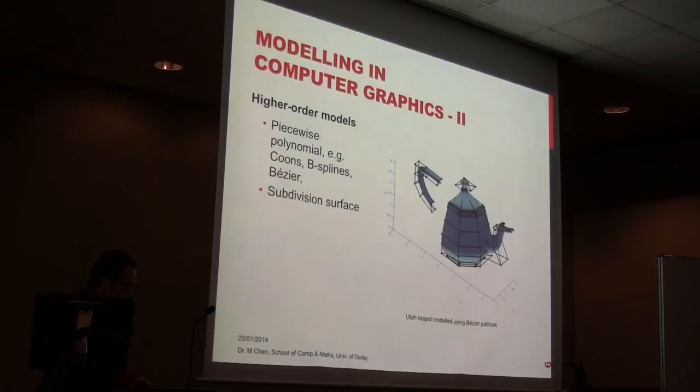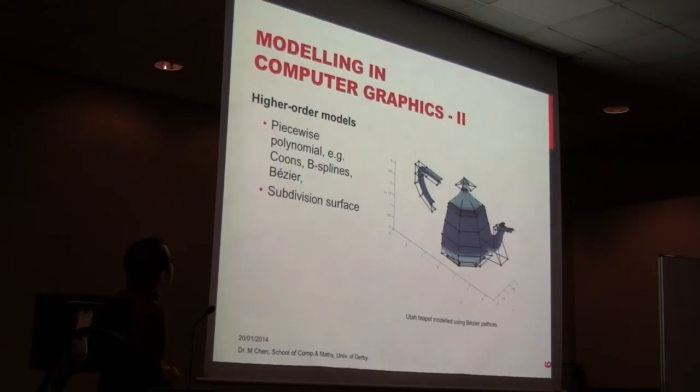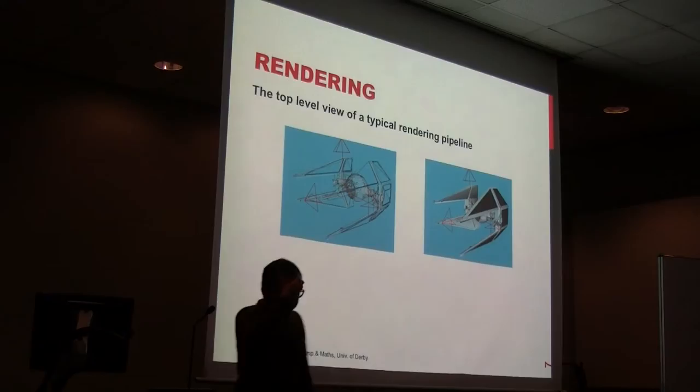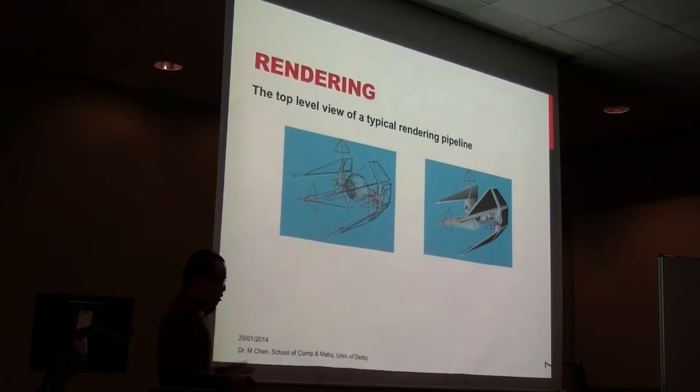Now, once we have the modeling, the approach to describe shapes, the second step to think about is how we display it. Now, we'll start with the rendering aspect of computer graphics. So, what I want to illustrate here is that you have a tie interceptor here, which if it's rendered in wireframe, we know that it's a collection.